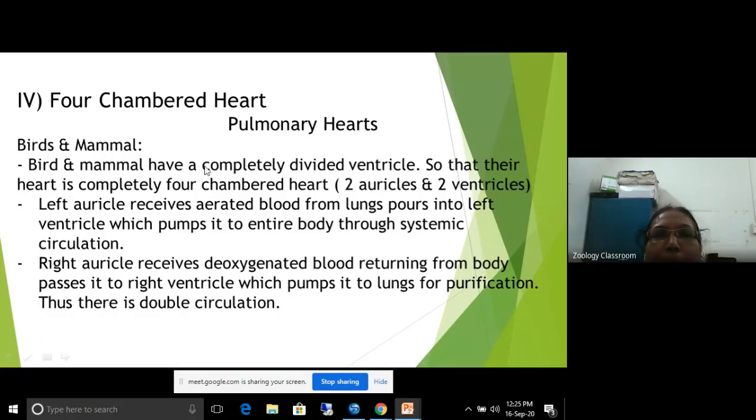So in bird and mammal, there is a completely divided ventricle and auricle, and their heart is completely four chambered, with two auricles and two ventricles. The left auricle receives aerated blood from the lung and pours it into the left ventricle, which pumps it to the entire body through the systemic circulation. So we see in the diagram.